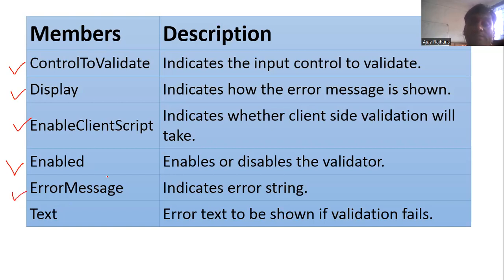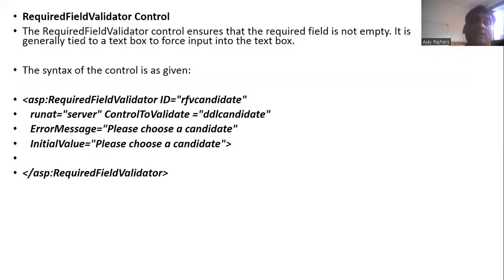If you see error message, it indicates the error string. Error text is to be shown if validations fail. If there is any error, then there is a text field to show that message. That is your text property. After that, the required field validator has some code that will run at the server side. The control to validate property says which control you have to validate. Error message is the message you want to display here.